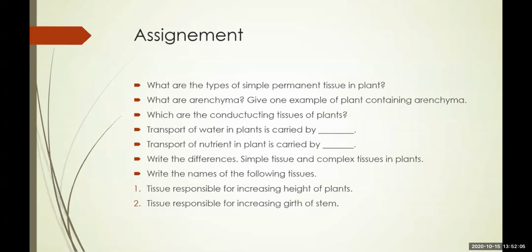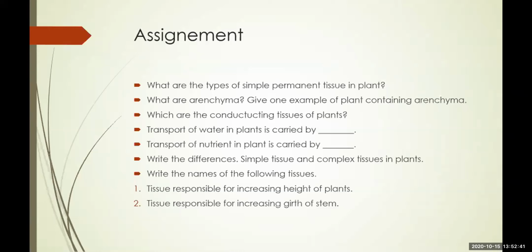Write the differences between simple tissue and complex tissue. Simple tissues are made up of only one cell type. Complex tissues are made up of more than one cell type. Examples of simple tissue in plants are parenchyma, collenchyma, and sclerenchyma, whereas complex tissues are xylem and phloem. So this is the major difference.